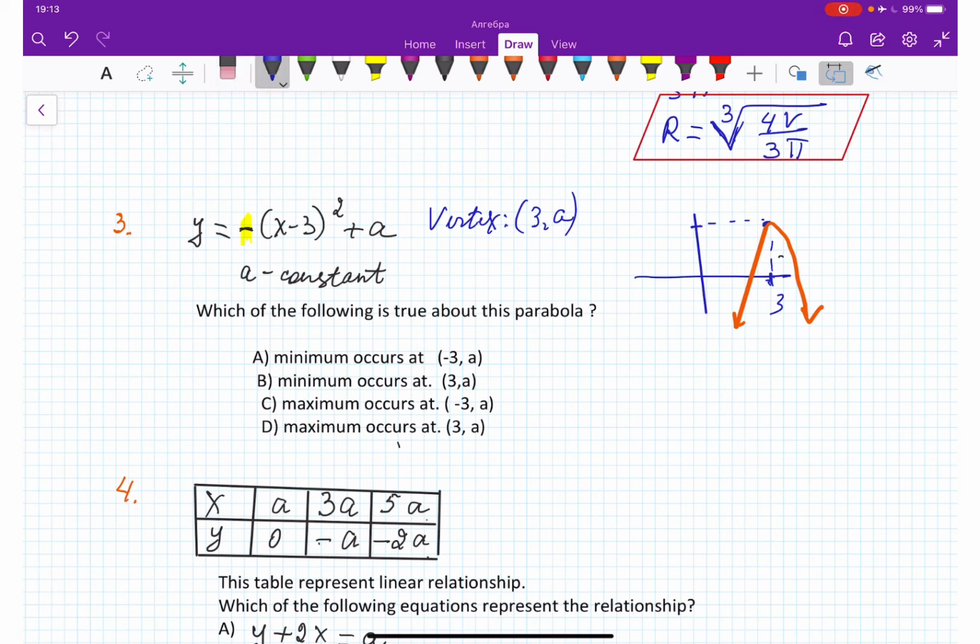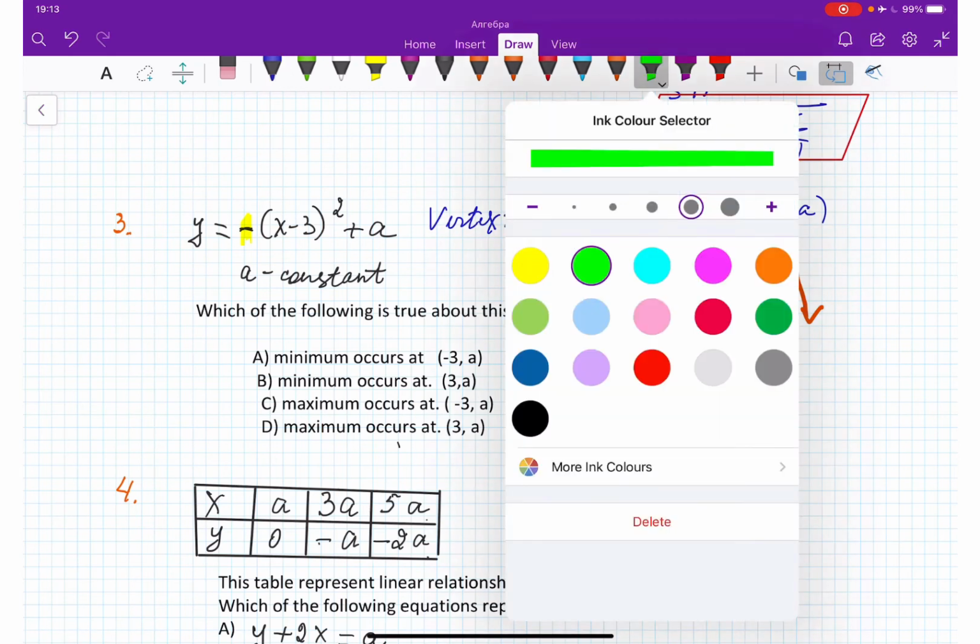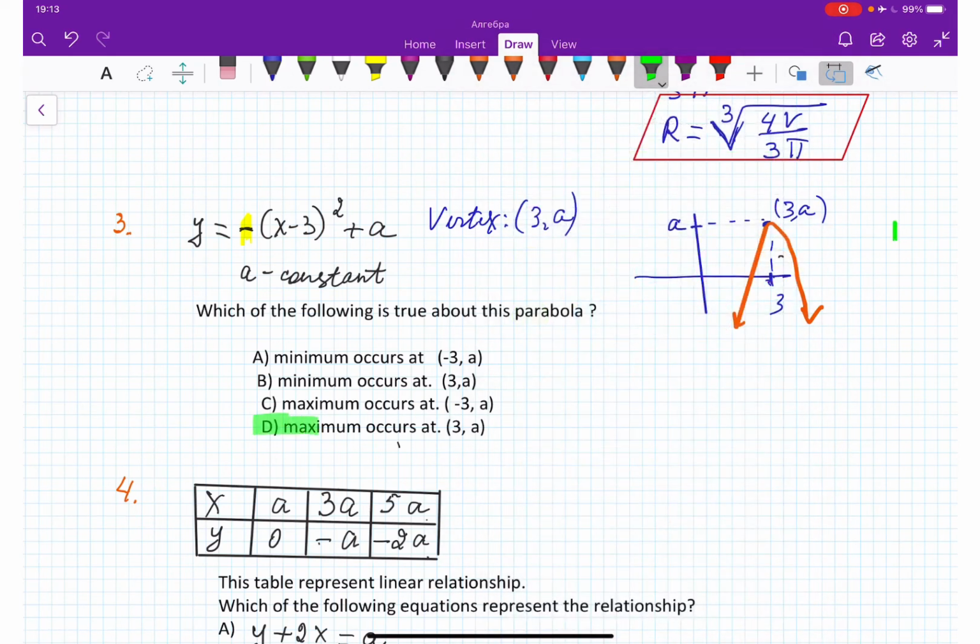Whoever doesn't remember, you can open the graphing quadratic equations video. So the vertex is going to be 3 and a, and that is going to be a maximum, which means the answer is going to be this one.